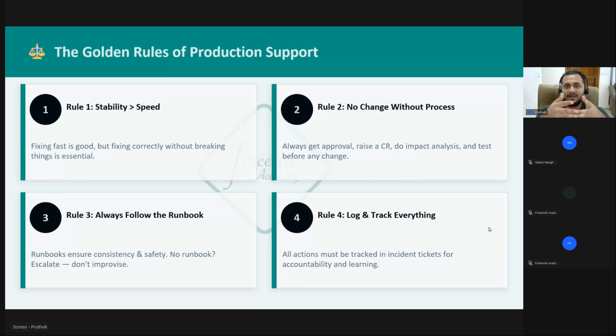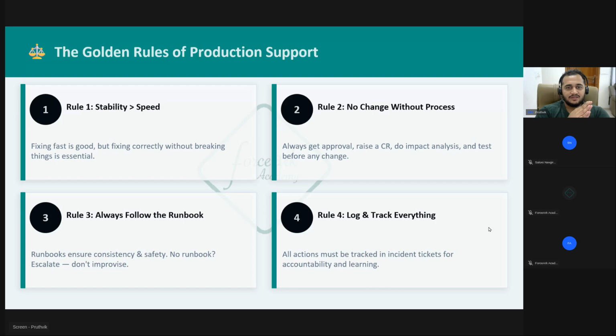And you might be technically good enough, but we are humans, we do make mistakes, and that is why process comes into the picture. So we need to build this process as strong as possible to keep our environment stable, and we need to maintain the stability and keep making it more stable, right? So that is what we're trying to do in this session as well.